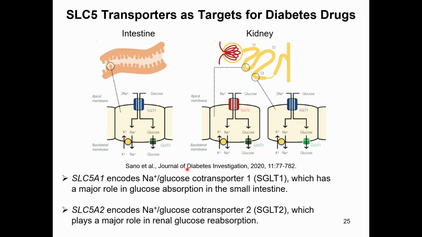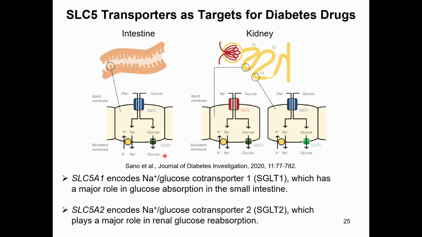Let's look at a few examples here. So here is an SLC transporter that's involved in glucose transport in the intestine, SGLT1, and GLUT2. These are actually moving glucose from your intestine into your bloodstream. And so there has been interest in trying to alter glucose uptake from your diet as a diabetes treatment approach.